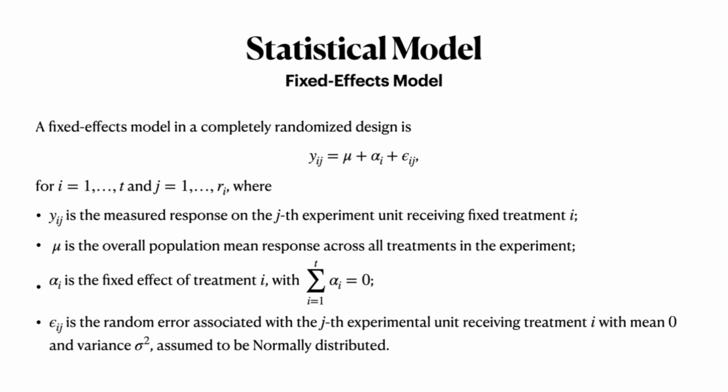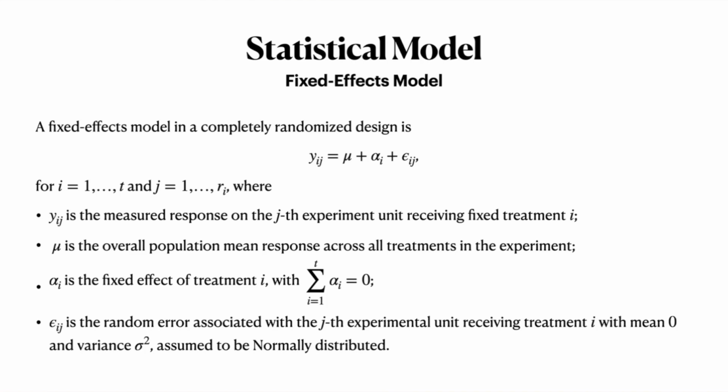Now let's look at the statistical models for a fixed effects model and a random effects model. We'll start by looking at the fixed effects model. So a fixed effects model in a completely randomized design is given by this model here. y sub ij equals mu plus alpha sub i plus epsilon sub ij, i going from 1 up to the number of treatments, j going from 1 up to the number of replications for a particular treatment. And so in this case, y sub ij is the measured response on the jth experimental unit receiving fixed treatment i. Mu is the overall population mean response across all treatments in the experiment.